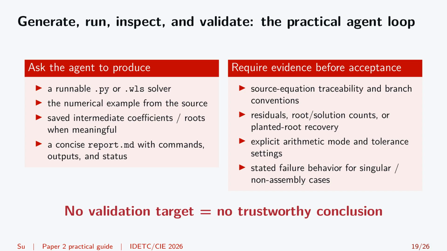The operating loop is straightforward: generate, run, inspect, and validate. Require a runnable Python or Wolfram script, preserve intermediate coefficients or roots where useful, and write a concise report. Then check traceability to the source equations, solution counts, residuals, tolerances, and singular case behavior. No validation target means no trustworthy conclusion.